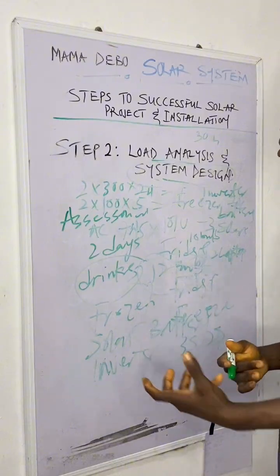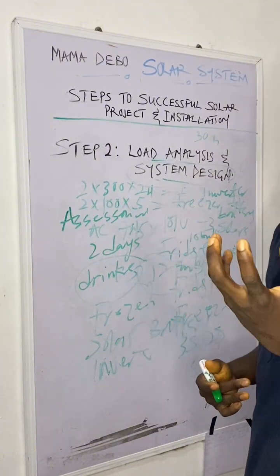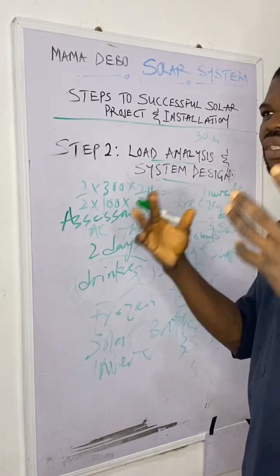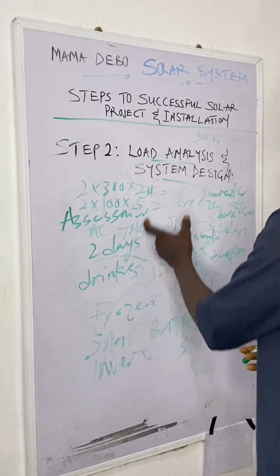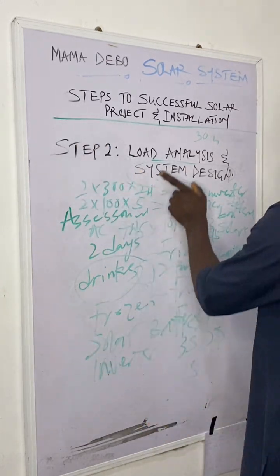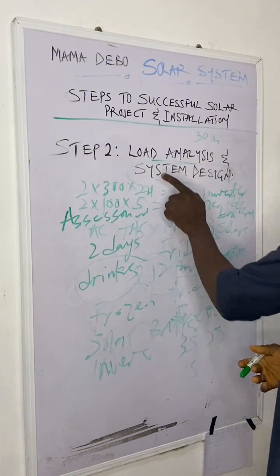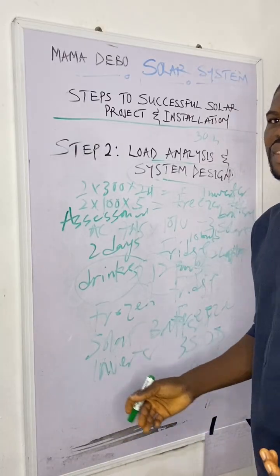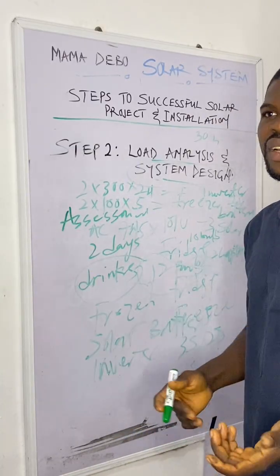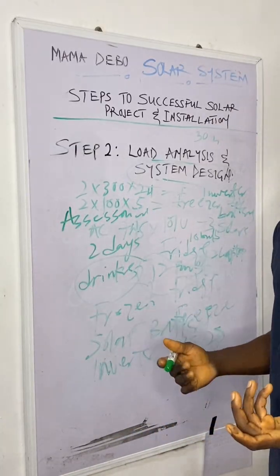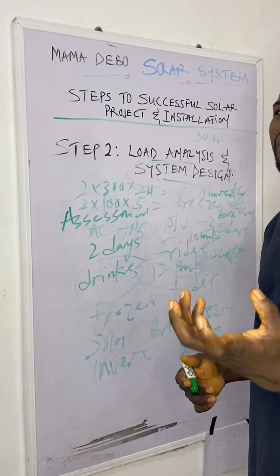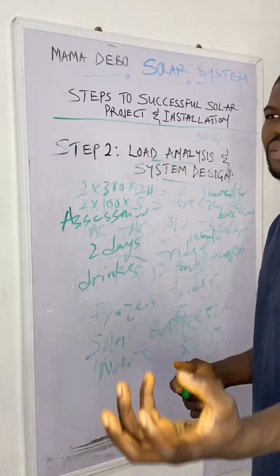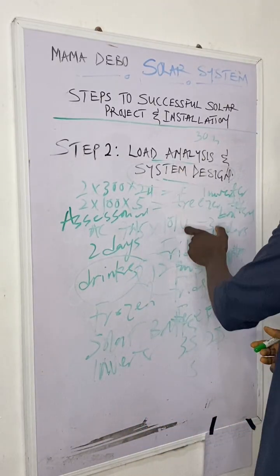So this is step number 2 to a successful solar project, because step number 1 is the assessment. Then the second step is, from that assessment, you carry out your load analysis and your system design. You don't just jump to, I want to give you a 5 kVA inverter, I want to give you a 10 kVA inverter, I want to give you a 15 kVA inverter. No, for each client, it is from the assessment that you determine your load analysis, then you determine your system design.